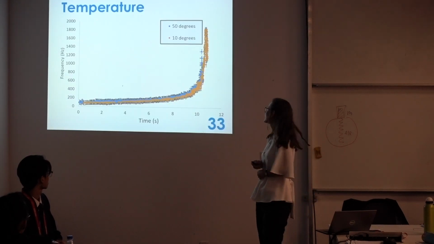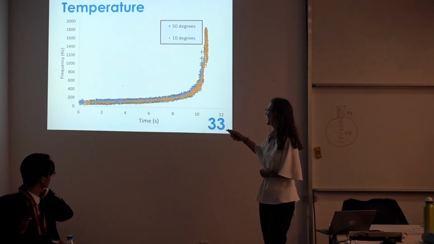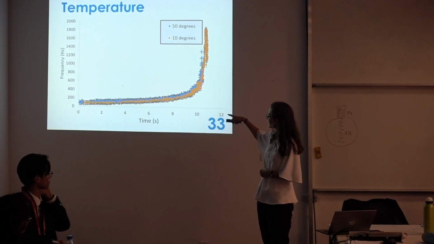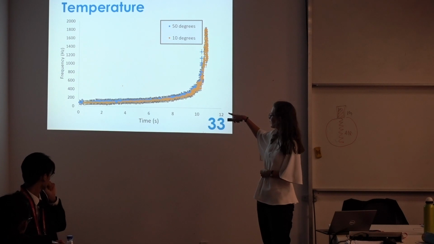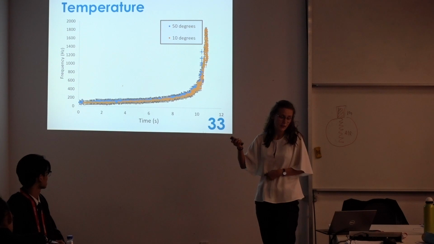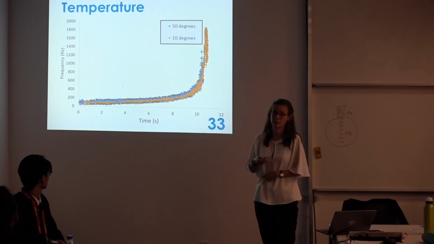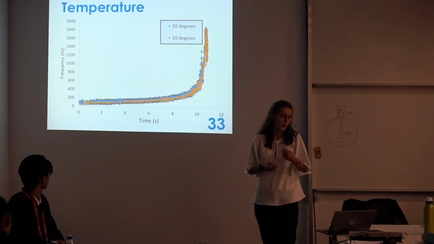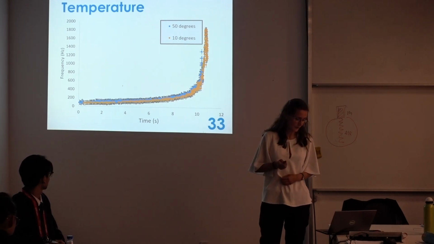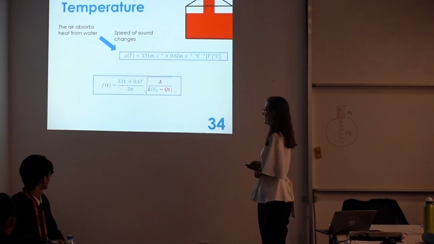So these are the two experiments that we did. The orange one is the one with the lower temperature, and the blue one is with the high temperature. When you look at it like this, it seems quite messy, and the error bars are quite big because of the spectrograms, and it was harder to obtain the data from them. But when we look closer, the 50 degrees is quite shifted afterwards.